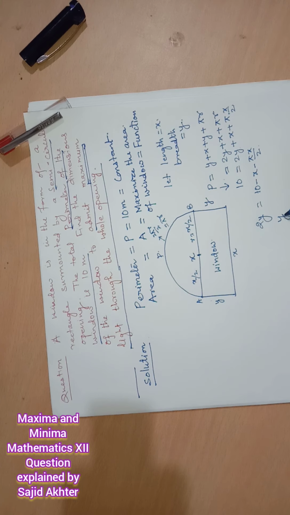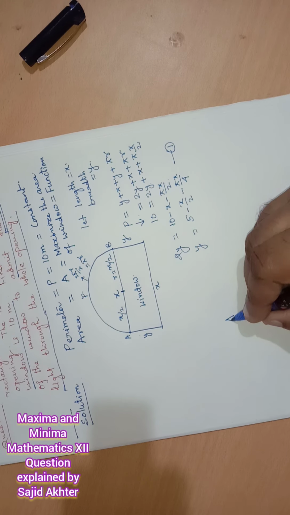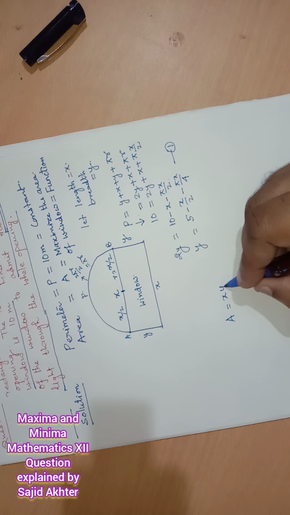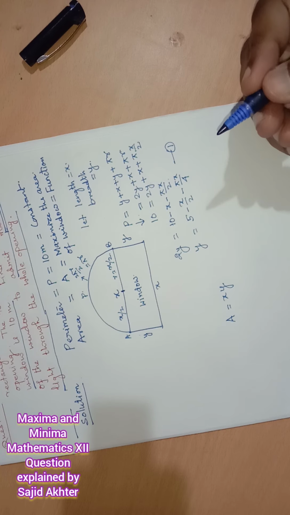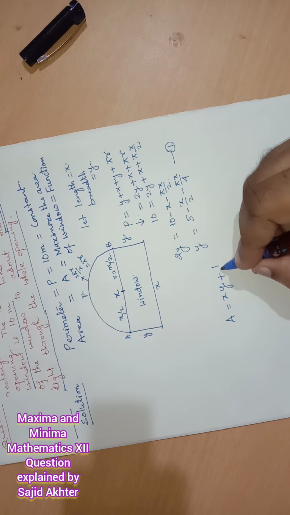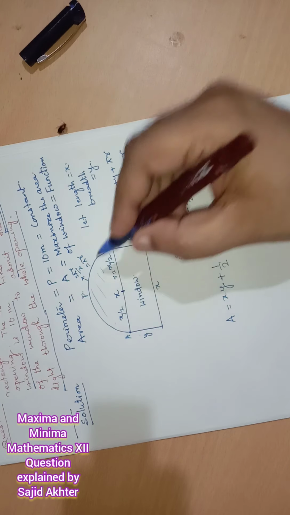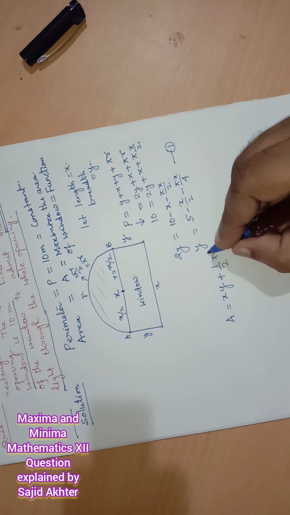Then y is equal to, dividing each term by 2, 5 minus x by 2 minus pi x by 4. So this is taken as 1. Now we have to find the maximum area. So area is equal to x into y, the area of the rectangular part, plus the area of this semicircular part, so half pi r square.